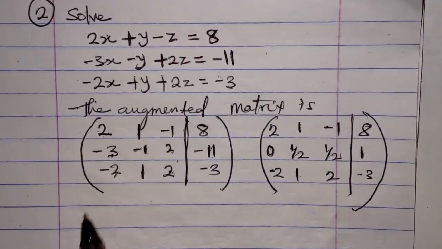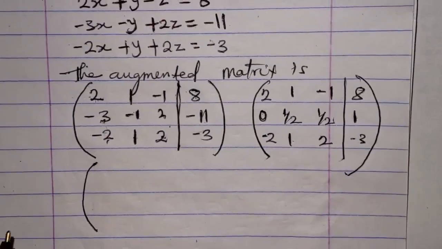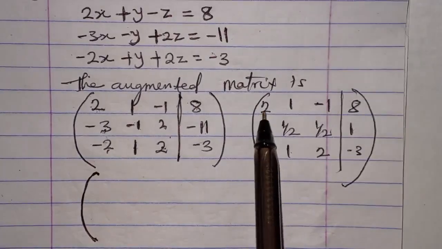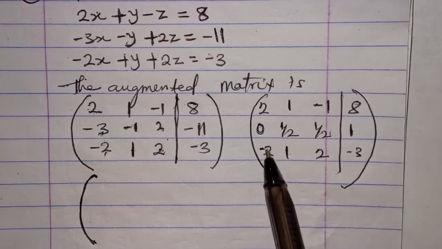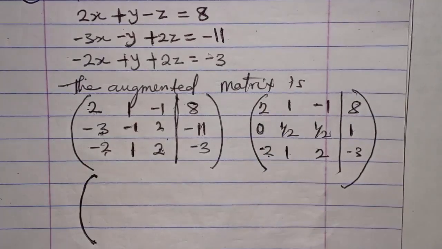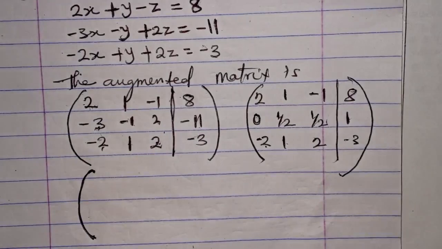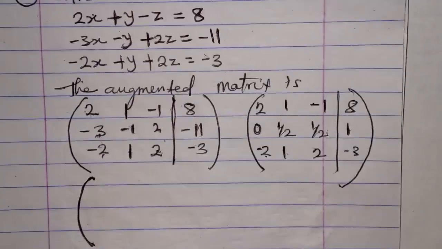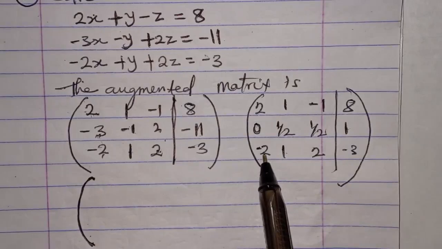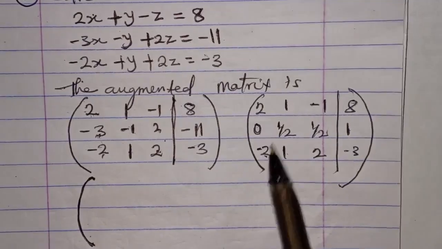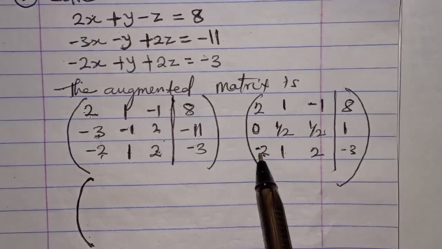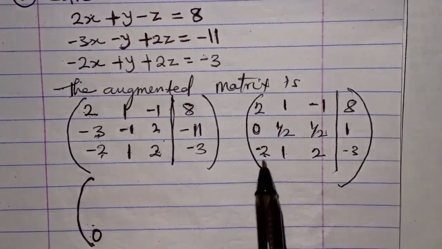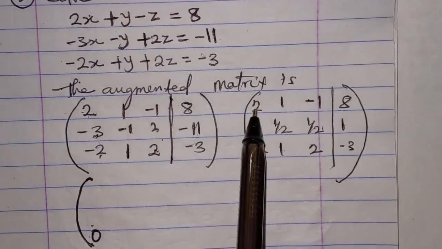You can easily do that without performing too much operation. Here is 2 and here is minus 2. How do I operate these two numbers to obtain 0? 2 plus minus 2 is 0. Here is already minus 2, so if I add 2 to it, I'll get 0. So what I'll do here is to add corresponding elements in row 1 and row 3, because I want this one to be 0. Here will be 0, because minus 2 plus 2 is 0.